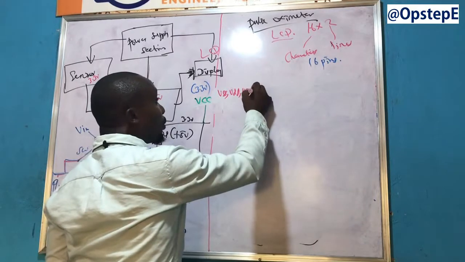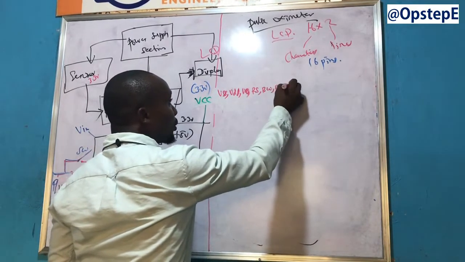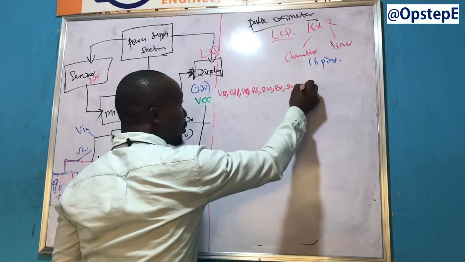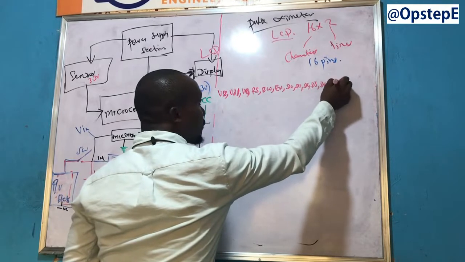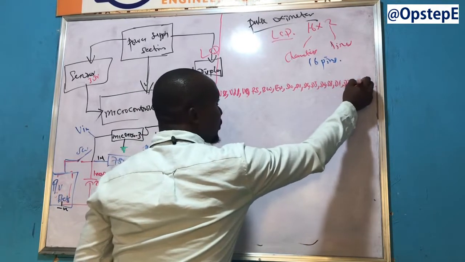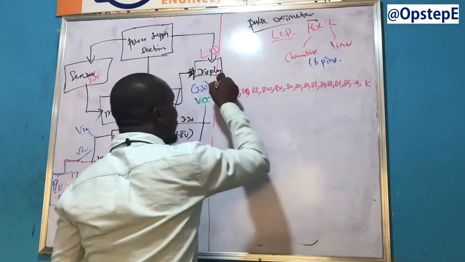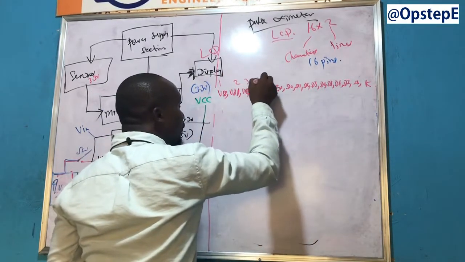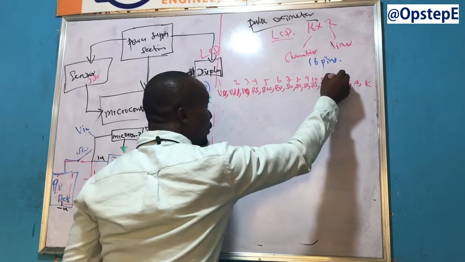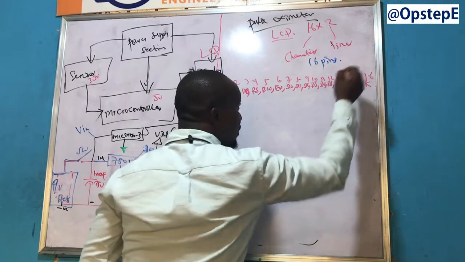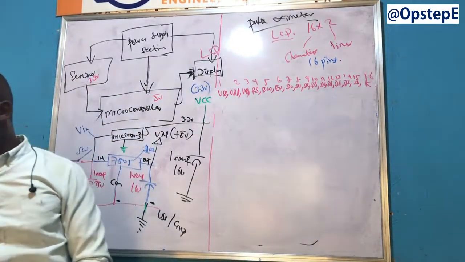Followed by your RS, your RW, your EN, your D0, D1, D2, D3, D4, D5, D6, D7, your A and your K. These are the names of the pins from 1, 2, 3, 4, 5, 6, 7, 8, 9, 10, 11, 12, 13, 14, 15, 16. So that's 16 pins on your LCD.